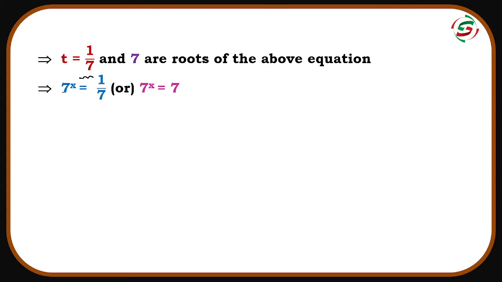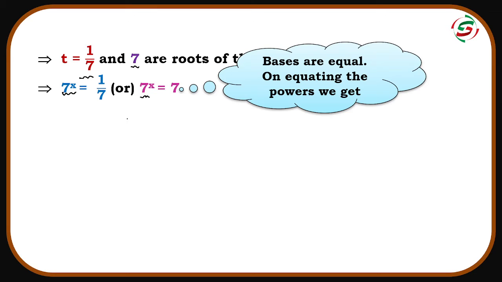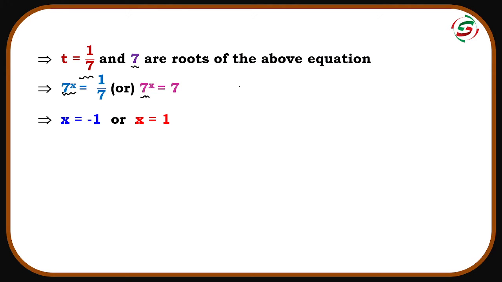We know that t is nothing but 7 to the power of x. So 1 by 7 is equal to 7 raised to x. If you want to find the x value, you can write 1 by 7 as 7 to the power of minus 1, which is equal to 7 raised to x. The base is equal, therefore x will be equal to minus 1. In this equation it is straightforward: 7 raised to x is equal to 7, therefore x is equal to 1. So x is minus 1 or x is plus 1. These are the roots of the given equation.